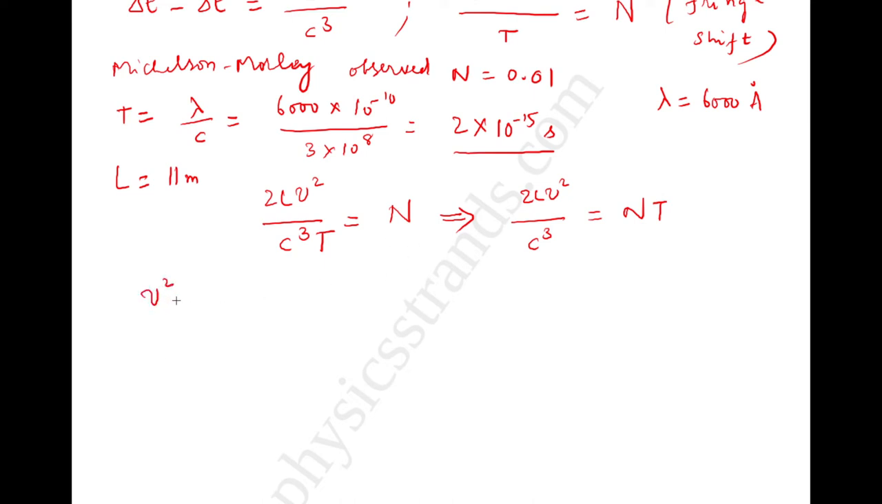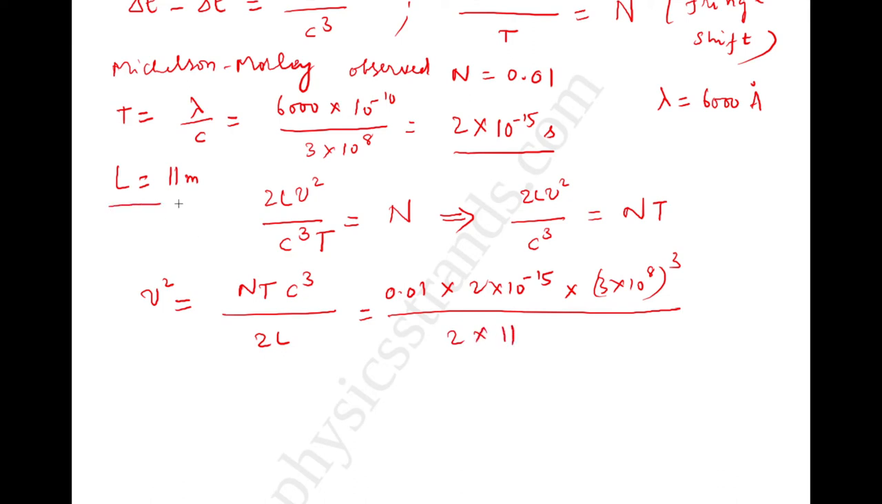I need v squared, so v squared is equal to nTc cubed over 2L. If I put the numbers, n is 0.01, and T we have calculated to be 2 into 10 power minus 15 seconds, and then c cubed, that is 3 into 10 power 8 whole cubed, and then you have 2 into 11, because L is 11 meters. So if I work it out, this is 10 power minus 2, this is 10 power minus 15, that is 10 power minus 17. This is 2, this is 3 cubed, which is 27, and 10 power 24, over 22.